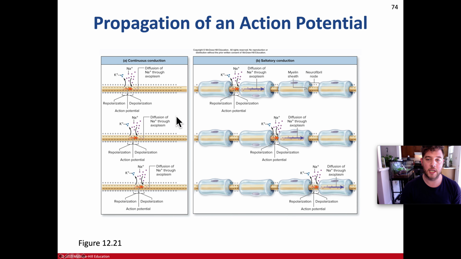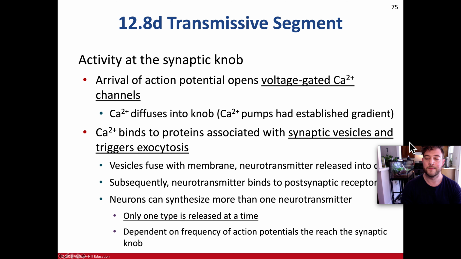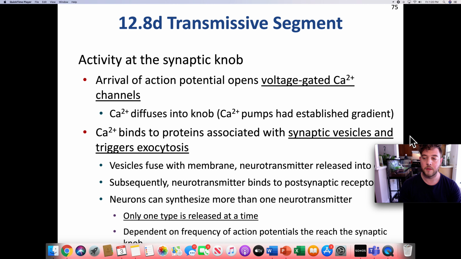So here is just the graphic example of that. You have the continuous, where it's moving down in one direction, depolarizing each little part of the axolemma, whereas in this part of it, it's still kind of having depolarization, repolarization, but you have a diffusion of the sodium here. It slows down, and then it depolarizes again, and it slows down, and then it depolarizes again at each one of these nodes.